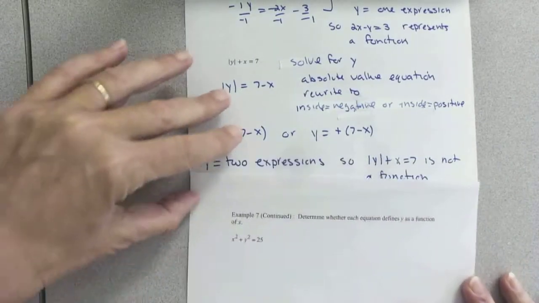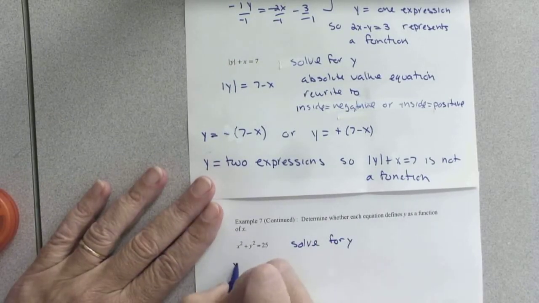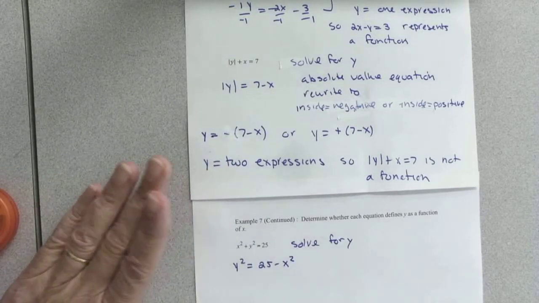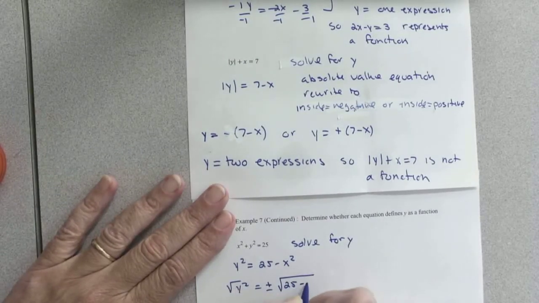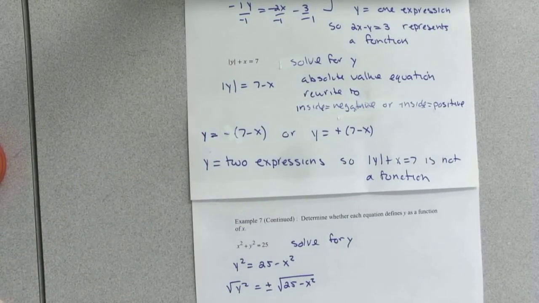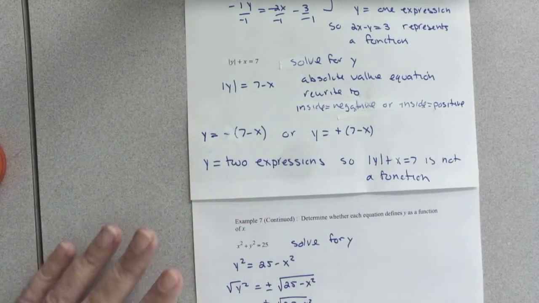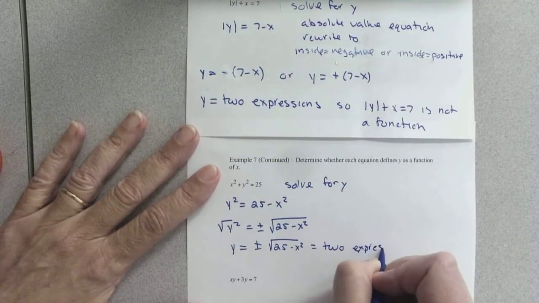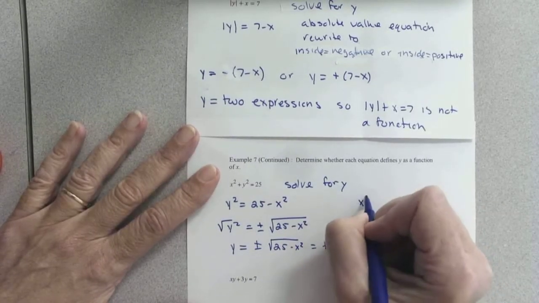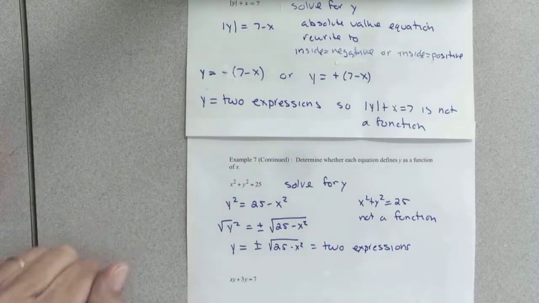Let's do it again. Again, solve for y. So y squared equals 25 minus x squared. Got a y squared. I want to have just y. So I take the square root of both sides. And very importantly, whenever I'm solving an equation and I take the square root of both sides, I have to include a plus or minus. So I get y equals plus or minus the square root of the quantity 25 minus x squared, but what's important? 2 expressions. And so x squared plus y squared equals 25 is not a function. I got 2 answers.